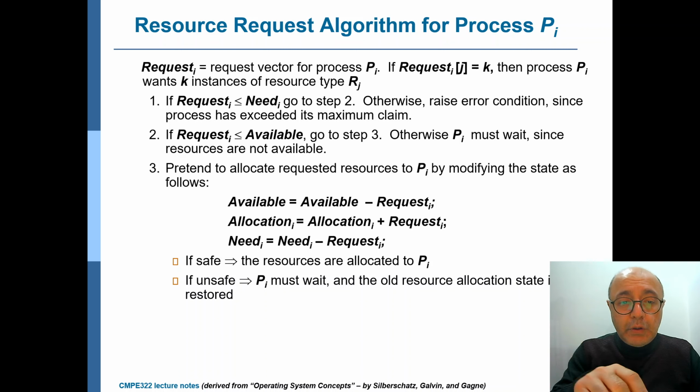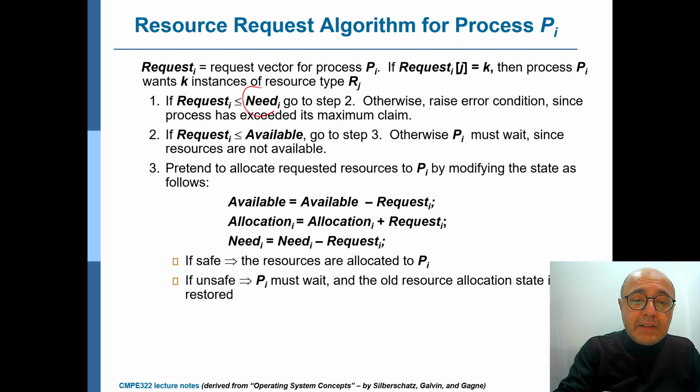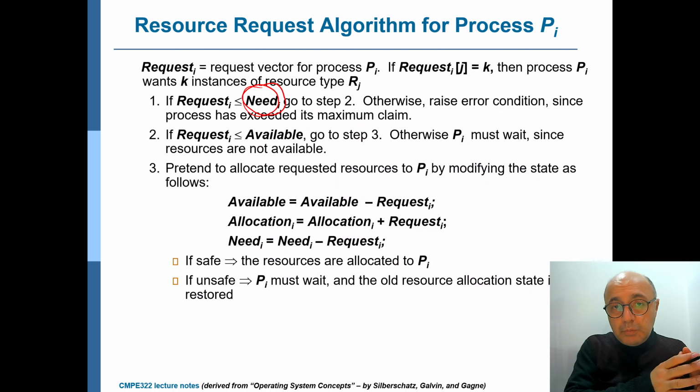In the case of the resource request algorithm, which is again a sub-algorithm of the banker's algorithm, you check the request. First of all, the request should not exceed the set of resources that the process is allowed to claim. Remember how we created the Need i vector. Need i was maximum minus allocated. That means you should not be exceeding that.